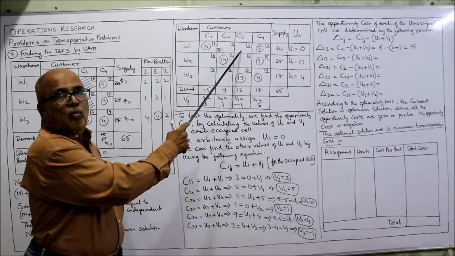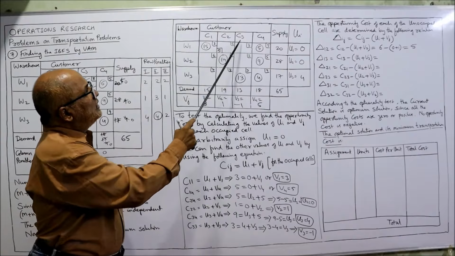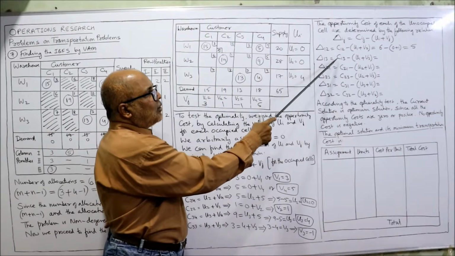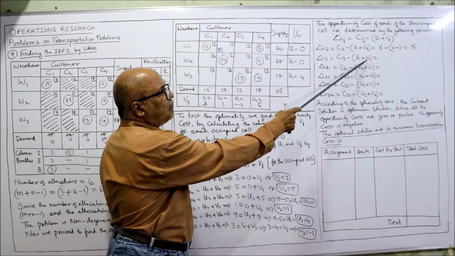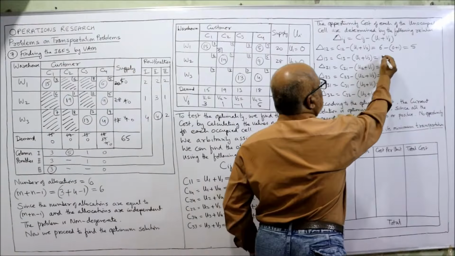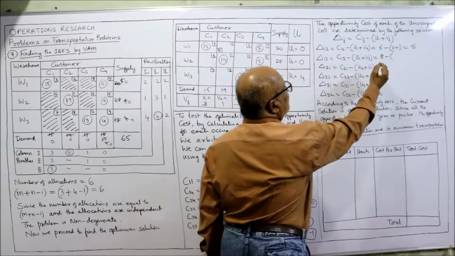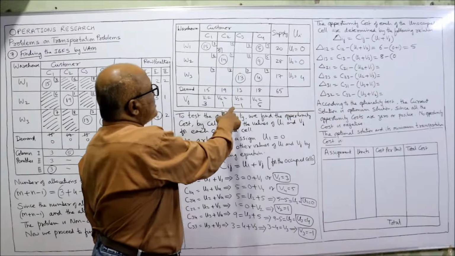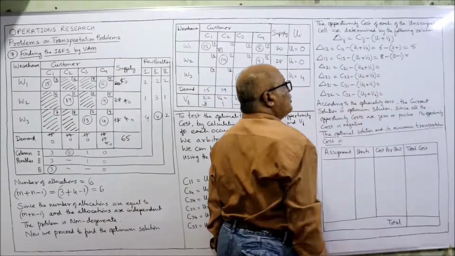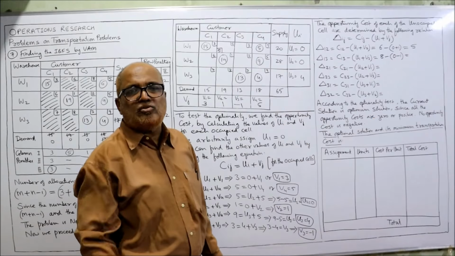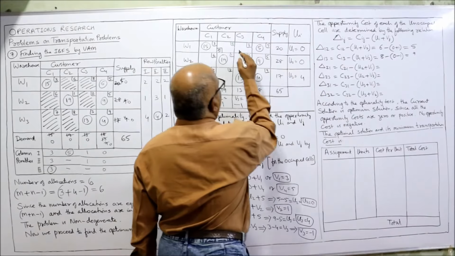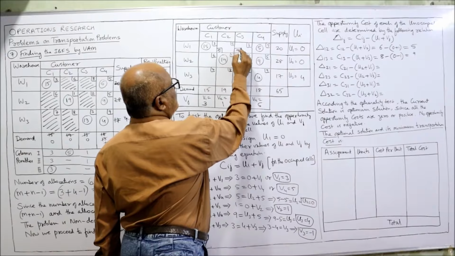Now this opportunity cost. What is the location here? First row, third column. Delta 1, 3. So here you can see delta 1, 3 is equal to C13 minus (U1 plus V3). How much is C13 here? 8. So I am taking 8 here, minus U1. U1 is 0. V3. How much is V3? Minus 1. So plus into minus, minus 1. So 0 minus 1. Minus into minus will become plus. So 8 plus 1 will become 9. So here I am taking opportunity cost 9.